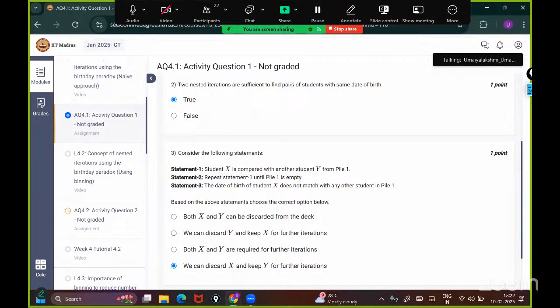Okay. So then the third question: given that student X is compared with another student Y from pile 1, repeat statement 1 until pile 1 is empty. The date of birth of student X does not match with any other student in pile 1. Based on the above statements, choose the correct option below. They have mentioned: discard X and Y, discard Y and keep X, both have to be kept, or discard X and keep Y. Which is the correct answer here?